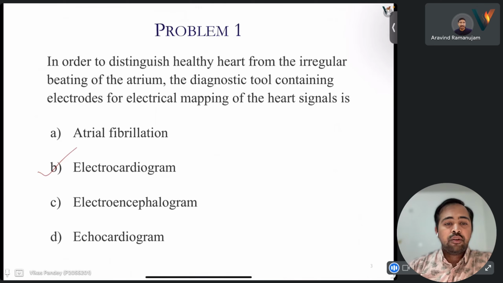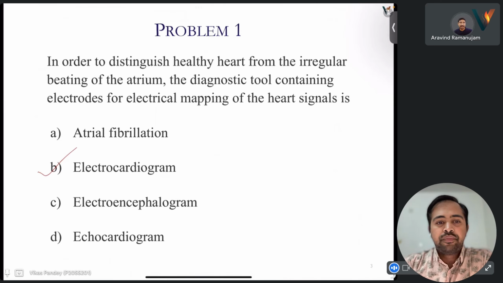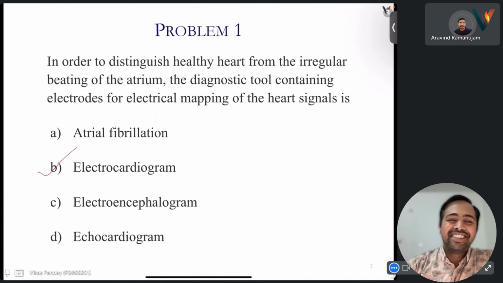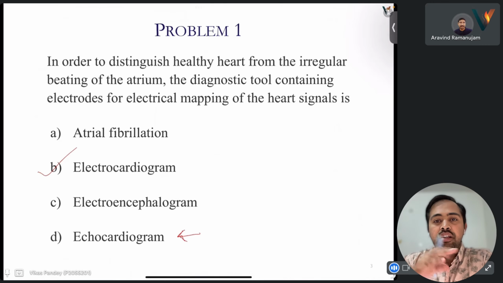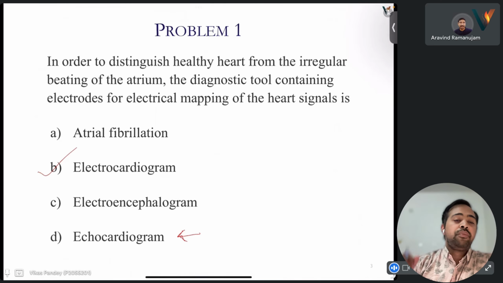And what about echocardiogram? Have you heard of this? No, sir, I heard of ECG and EEG. Echocardiogram is also used, but not for this. When we have to check arterial blockage in the heart, or confirm a heart stroke or heart attack after it happens, that is done using an echocardiogram.